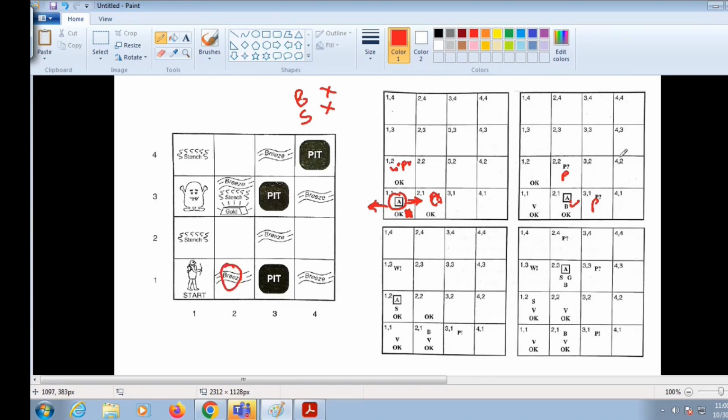So he doesn't know, na. So pit could be here also. So can he take this step? No, he cannot take this particular step. Similarly, can he take this step? No. So what should be the action taken by this particular agent? He must go back, come back. Okay. So the next step is that he goes here.